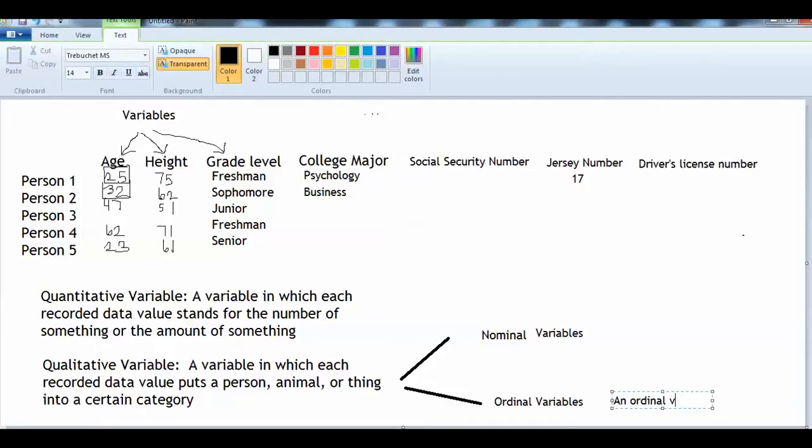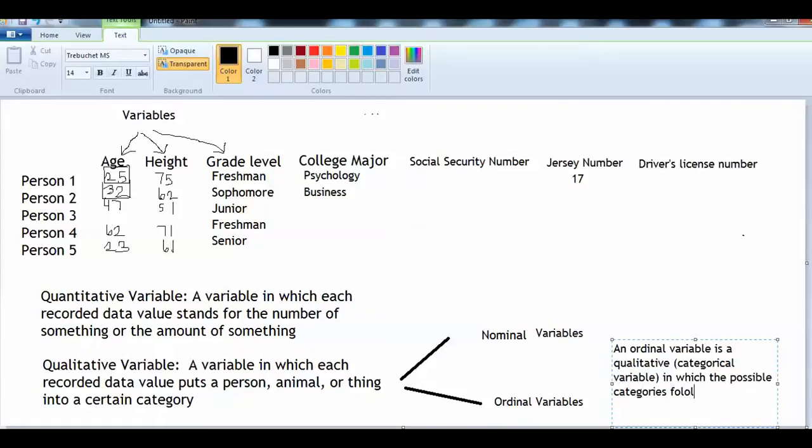An ordinal variable is a qualitative or categorical variable in which the possible categories follow an order from lowest to highest, meaning they follow a hierarchy from lowest to highest.